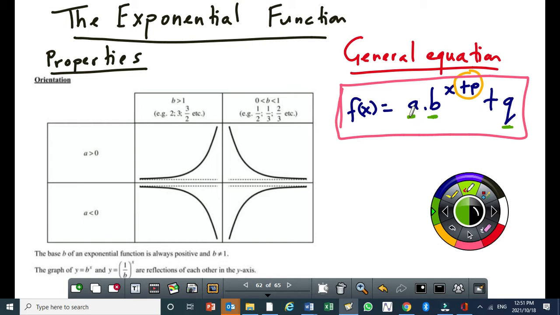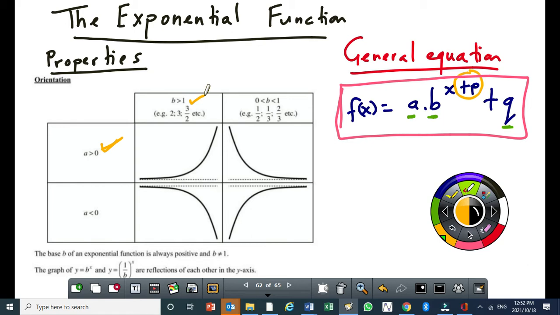Okay? So when a is positive and b is greater than 1, the exponential function will be an increasing function. So it will look like this. Okay? It will be an increasing function. And the asymptote will be below the graph. So when you sketch the curve, it will be above the asymptote. That is only true when the value of a is positive and the value of b is greater than 1.